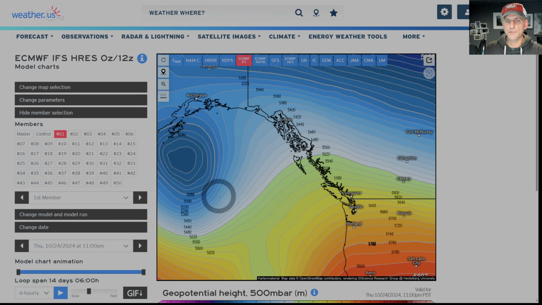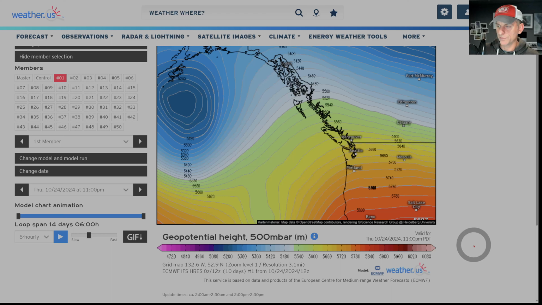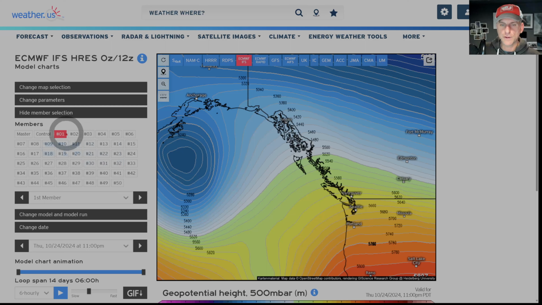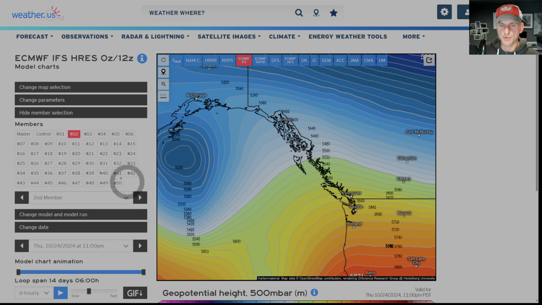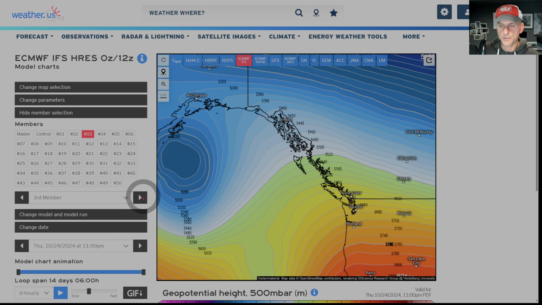So something else you can do, and this is something interesting, because here we can look at all of those individual 50 ensemble members on the European. I believe this was the 12Z run from this morning, if I am not mistaken. I believe it is. There it is, yes. And so if I click through these individual ensemble members, look at this as I go through 3.